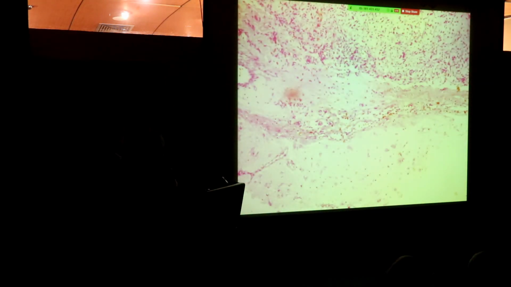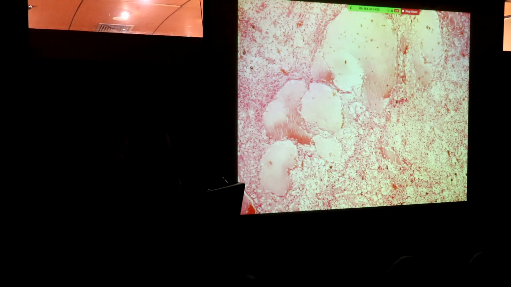Now this is the interface between the tumor here at the top and the normal brain tissue, and you can see some neurons here. So it is not invasive. It has a well-defined border. Next one. There were some cystic areas. Dr. Ibrahim mentioned that part of the tumor was cystic, and you can see the beginning of these microcysts here. This is a degenerative change also.